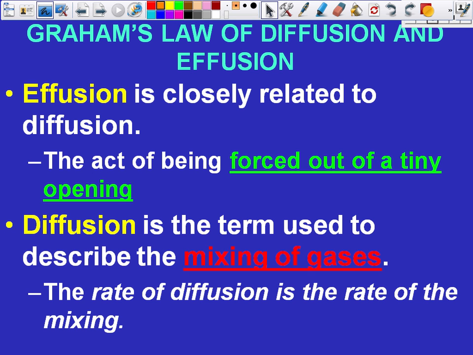All right, the last topic of this entire chapter, we're almost done, guys. Okay, let's just work with me. Graham's law of effusion and diffusion. Real quick, hopefully you remember this from previous topics. Effusion is being forced out of a tiny opening. It has to be under pressure to be able to do this. And then hopefully you know what diffusion is. That is simply a mixing of gases.